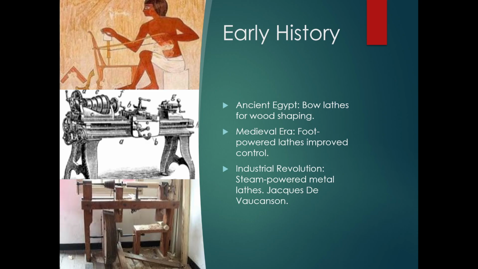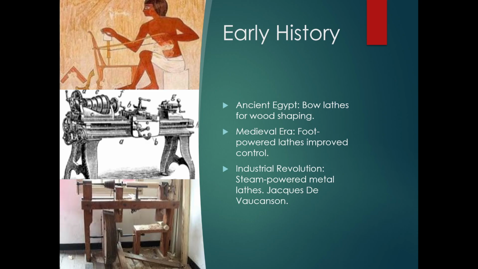We then have our middle section here. This is the Industrial Revolution. So this is the steam-powered lathe. And there wouldn't actually be a steam engine attached to the lathe itself, but in the factory there would be a giant steam engine that would rotate this big line shaft.